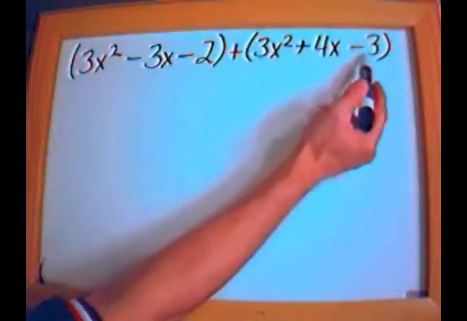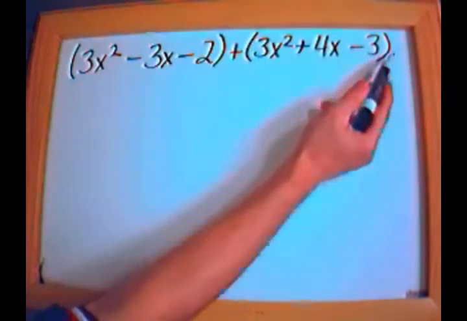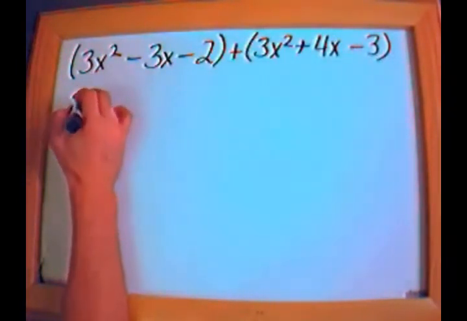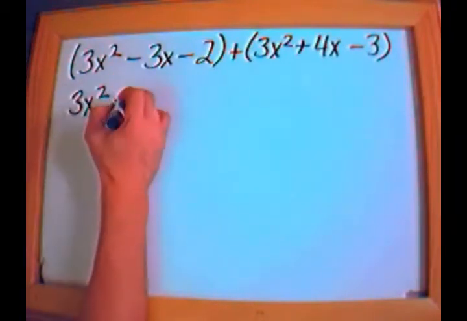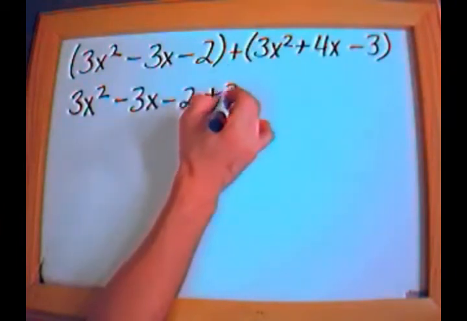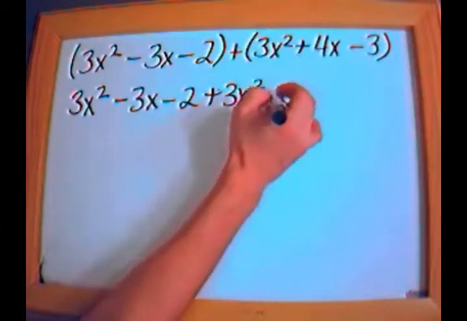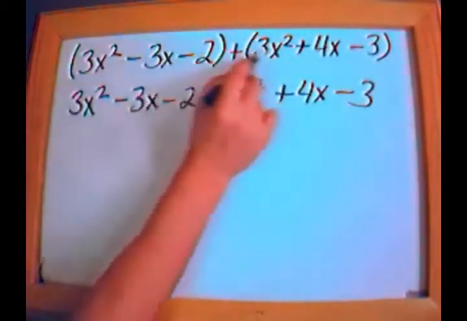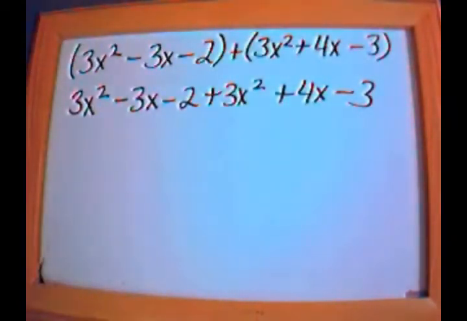Same story here. The variables with the exponents, they're not the same. I can't really add them. So I'm just going to strip the parentheses right off. I'm going to rewrite it: 3x squared minus 3x minus 2 plus 3x squared plus 4x minus 3. All I did was write it left to right and take the parentheses out.